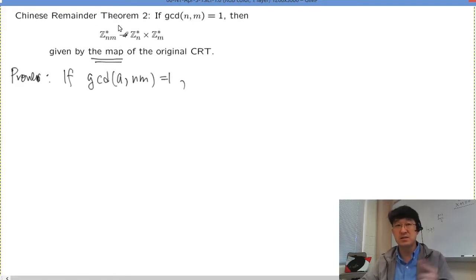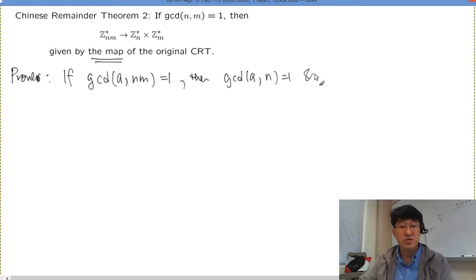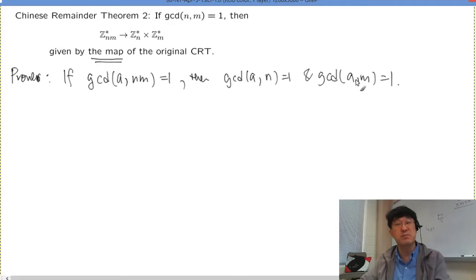The things in this set, a class, are represented by an integer that is relatively prime to n times m, right? So bracket a is what I'm looking at in here. And I have to show then that GCD of a and n is 1, and GCD of a and m is 1. That means this is the same map. You take that a, reduce mod n, reduce mod m. That was the Chinese remainder theorem map. But this time you have to explain that it lands in the star, not just in Z mod n. So you have to show that the a you chose here is relatively prime to n and relatively prime to m. That's something we have to prove.